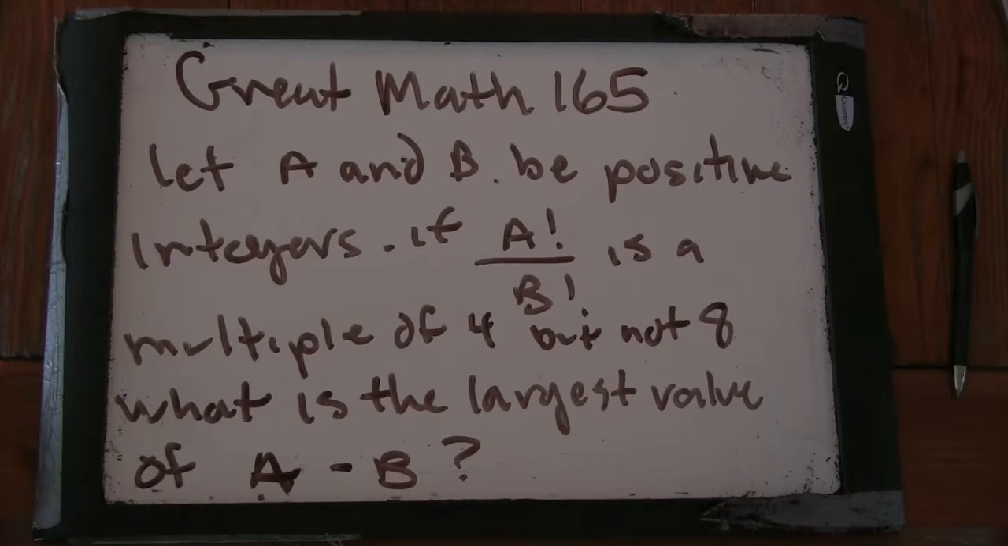Let a and b be positive integers. If a factorial over b factorial is a multiple of 4, but not a multiple of 8, what is the largest possible value of a minus b?